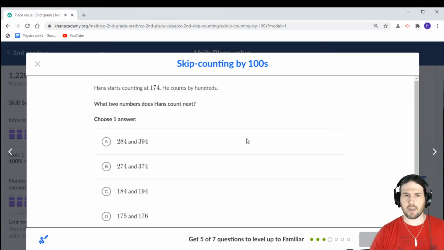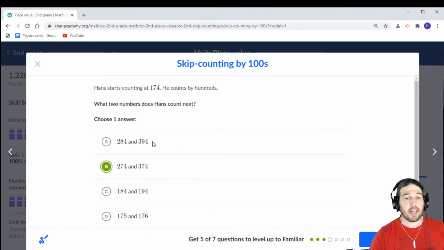Hans starts counting at 174. He counts by hundreds. What two numbers does Hans count next? So if he's counting by hundreds, again, it's going to stay 74. Any one of these answers that isn't ending in 74 is automatically wrong because adding hundreds is never going to affect the tens or the ones place. So it's got to be B because everything else is not 74.